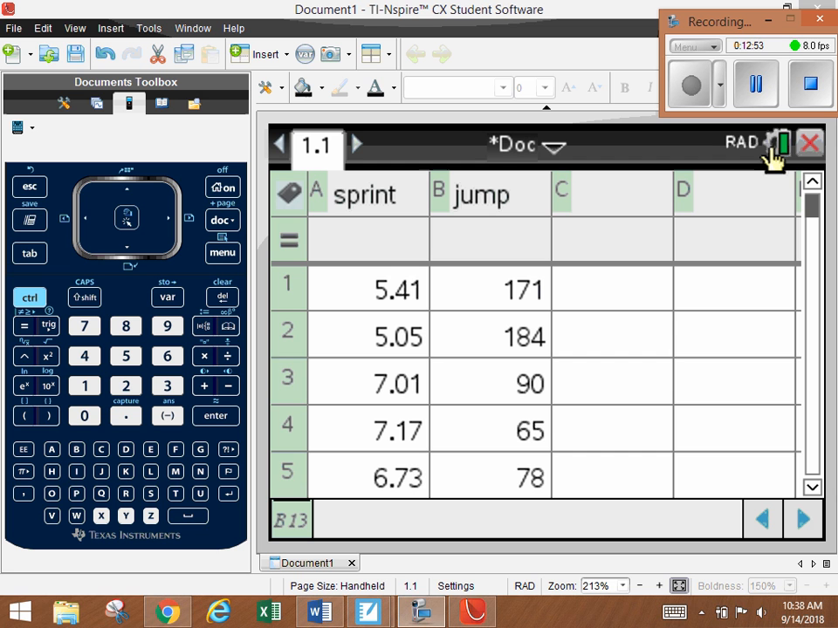All right. So it should look like this. Keep in mind, each one of these needs to match, right? My sprints, I cannot mix up sprints and jump. These are ordered pairs. They belong together.